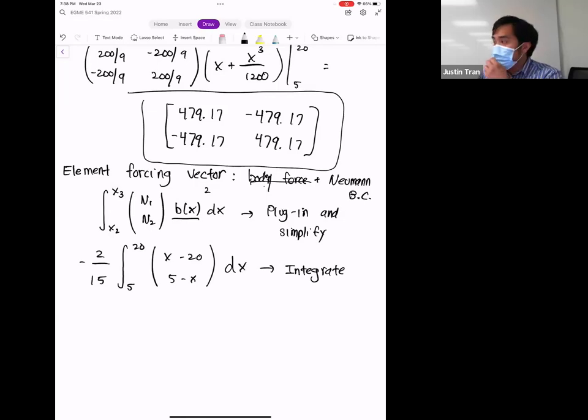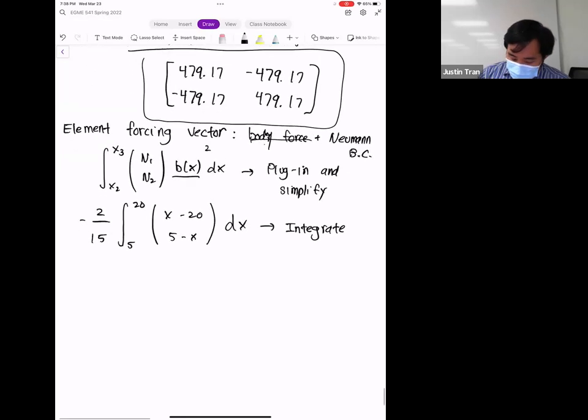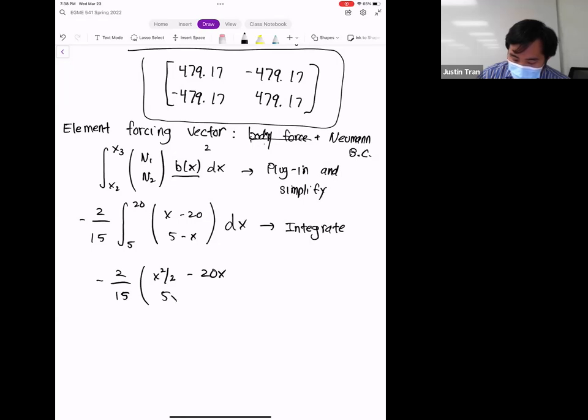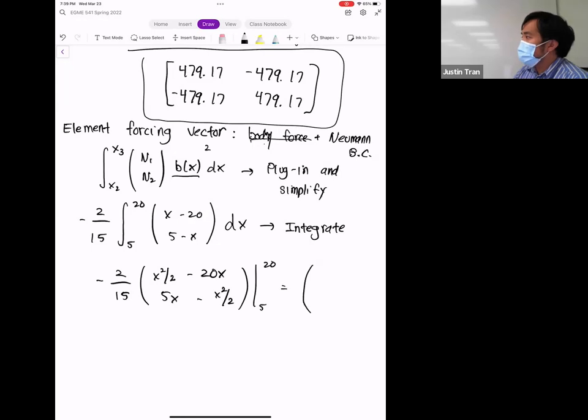From here we can integrate. And so if we integrate this, we have a minus 2 over 15. We integrate x, we get x squared divided by 2 minus 20x. Then we have 5x minus x squared divided by 2. We evaluate this from 5 to 20. And so if you plug in 20, you plug in 5, you perform all the arithmetic, what you get is 15, 15.